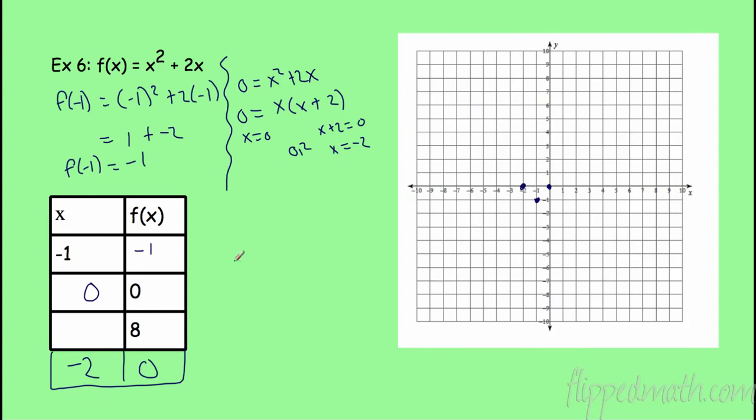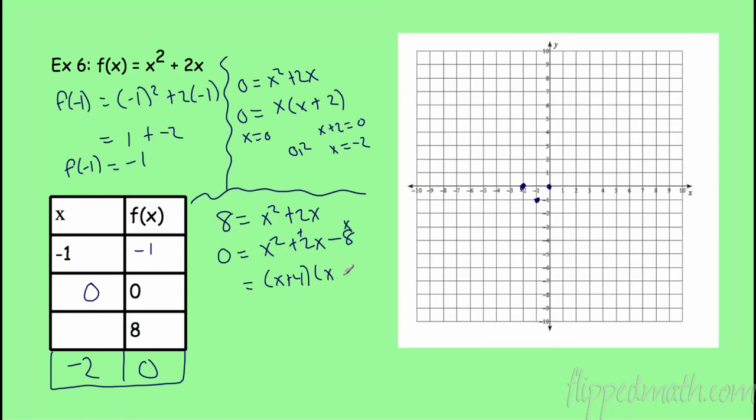All right? Let's do 8. So for 8, 8 equals x squared plus 2x. Subtract 8, so we can get 0 by itself. Looks like we're going to have to factor again. So I need two numbers that multiply to negative 8 and add to 2. x plus 4 times x minus 2. We have two answers, so x plus 4 equals 0, or x minus 2 equals 0. Subtract 4, and x would be negative 4. Add 2, x would be 2.